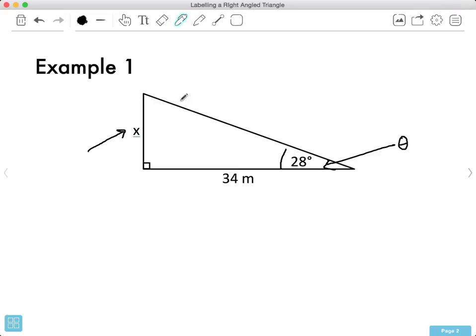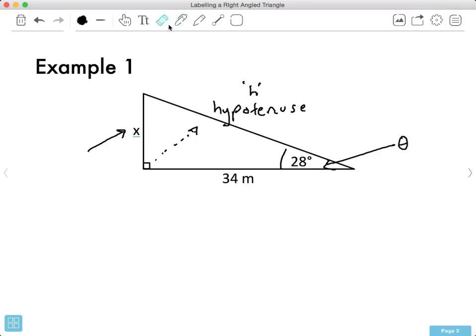Okay. When we go to label the sides, the hypotenuse is the same as when you did Pythagoras. The hypotenuse is the longest side of the triangle. It's also opposite to the 90-degree angle. You can abbreviate the hypotenuse just by using the letter H.